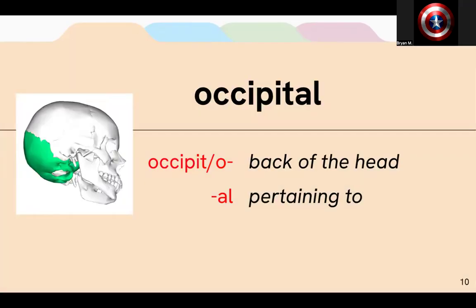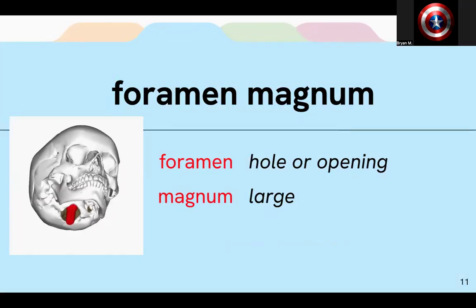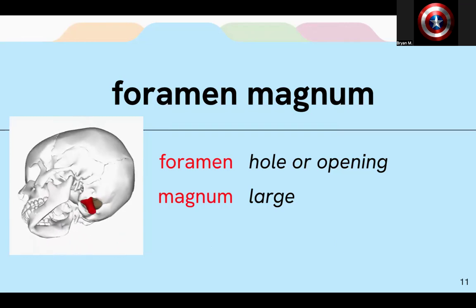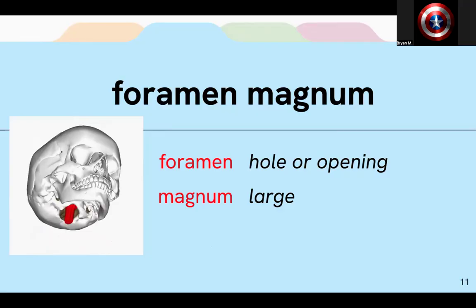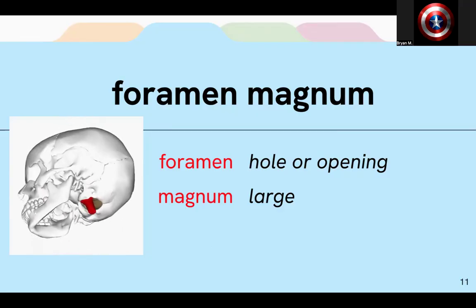Occipit or occipital means back of the head. The occipital bone forms the posterior base of the cranium. Occipital, the bone that occupies the very back of your head. It contains the foramen magnum, a large central opening for the spinal cord to connect to the brainstem. Foramen means whole opening, and magnum means large.